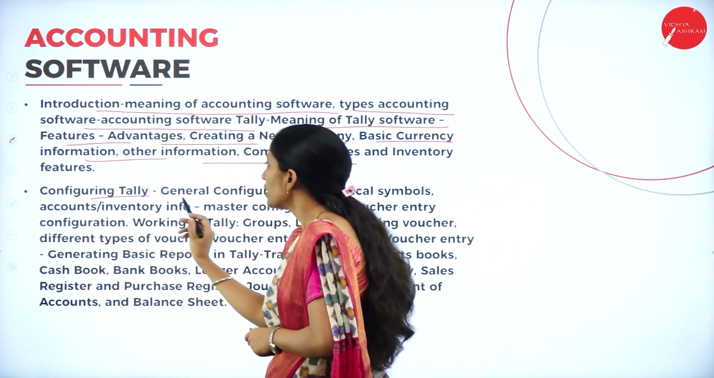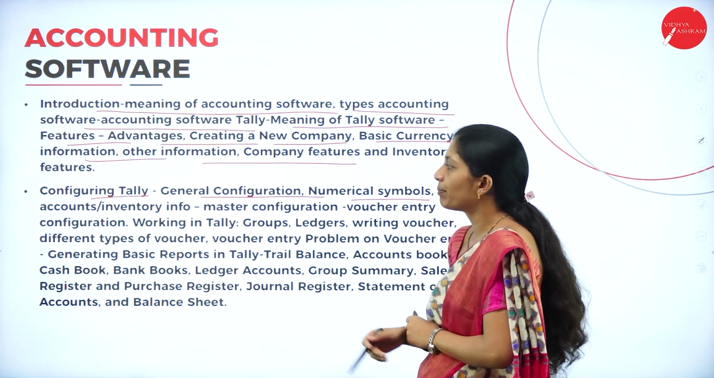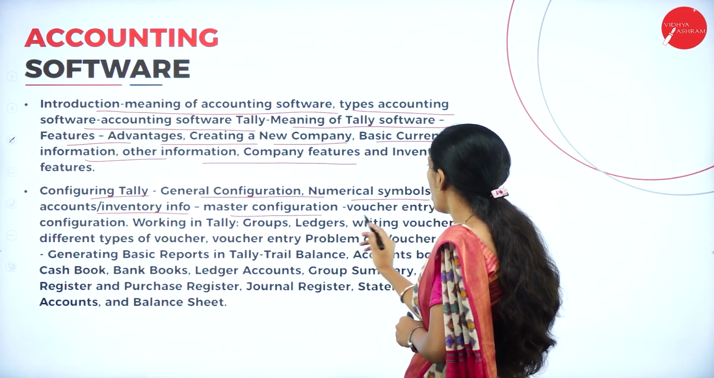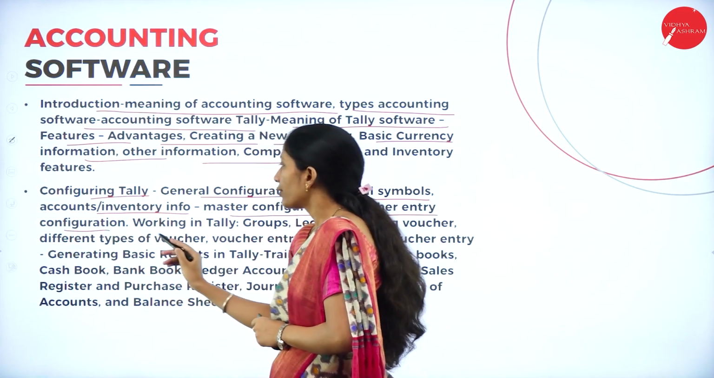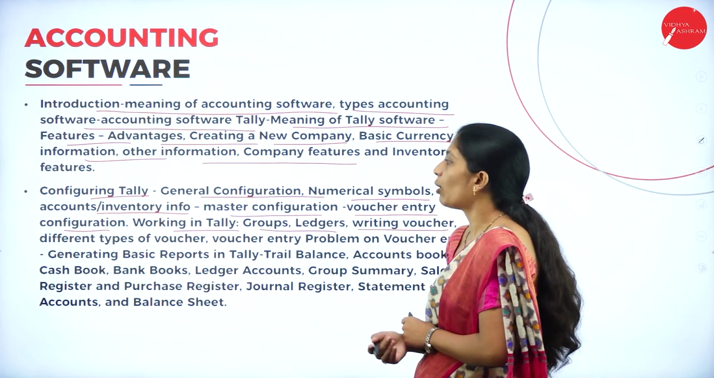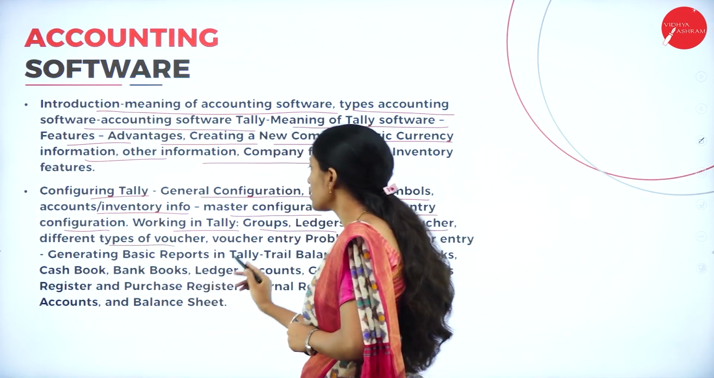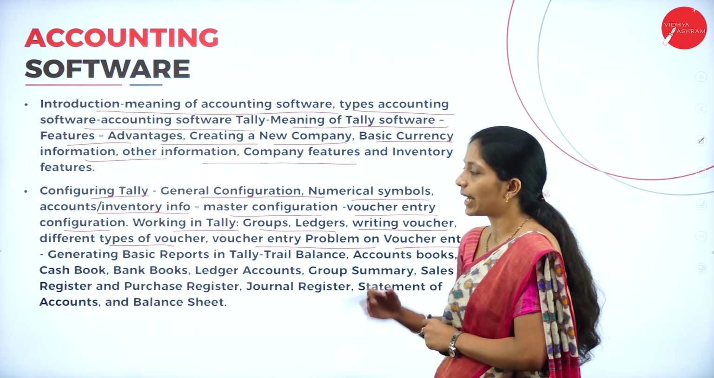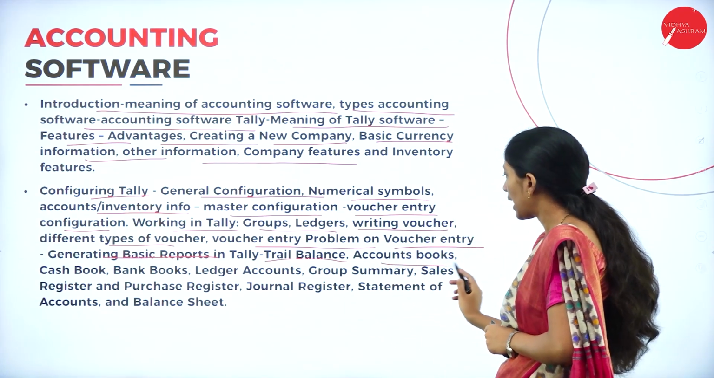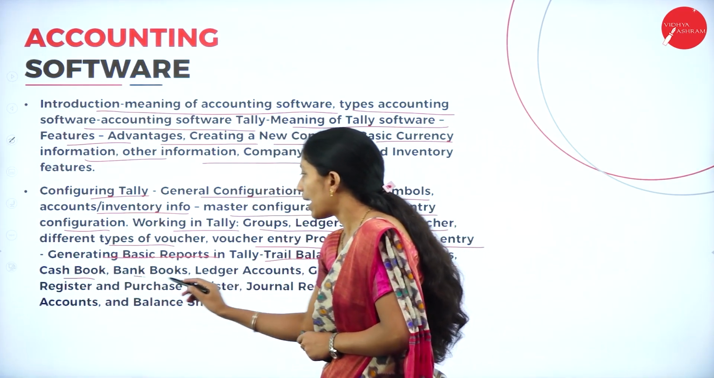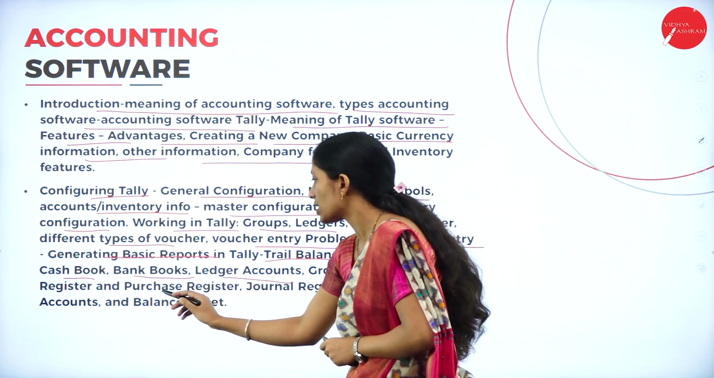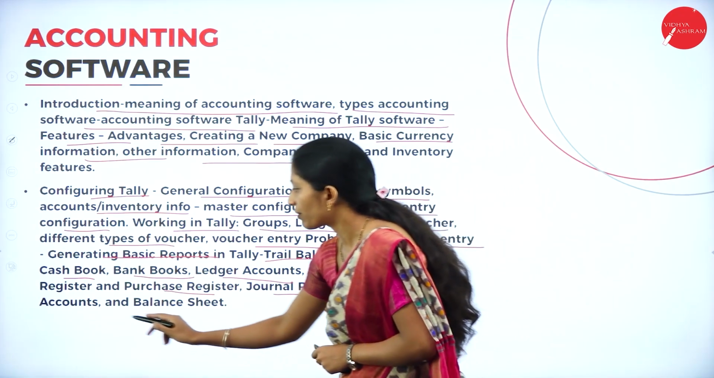Next, configuring Tally: general configuration, numerical symbols and accounts or inventory information, master configuration, voucher entry configuration. Then working in Tally. Under working in Tally, you will learn about groups, ledgers, writing vouchers, different types of vouchers, voucher entry, and under that, problems on voucher entry. Then generating basic reports in Tally: trial balance, accounts book, cash book, bank books, ledger accounts, group summary, sales register and purchase register, journal register, statement of accounts and balance sheet.